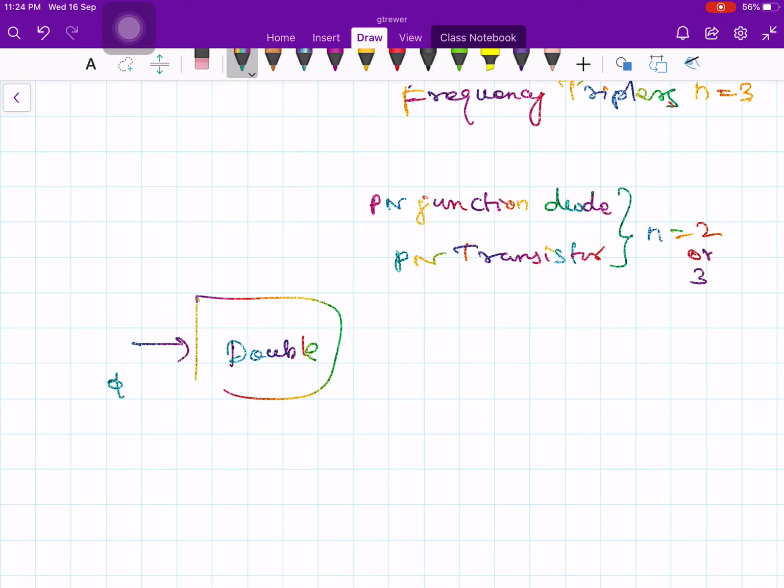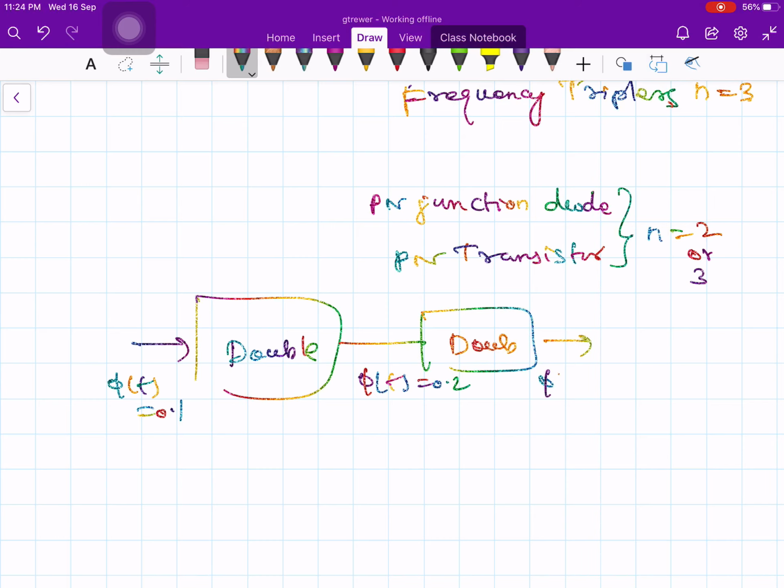Here, let's say phi of t is equal to 0.1. Then it becomes phi of t is equal to 0.2. Put one more doubler. Here, phi of t is 0.4. Put one more tripler. Then it becomes 1.2. That's it.